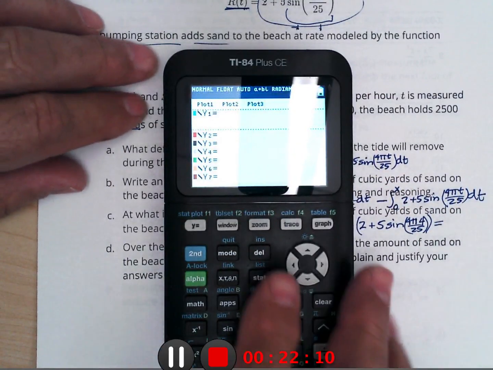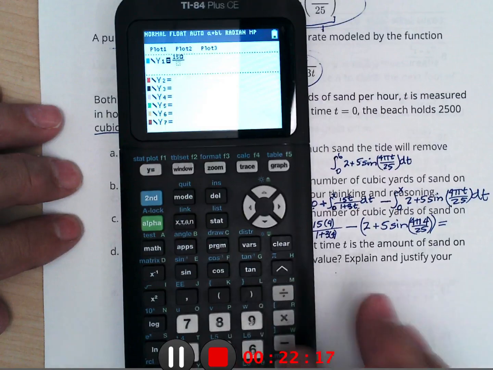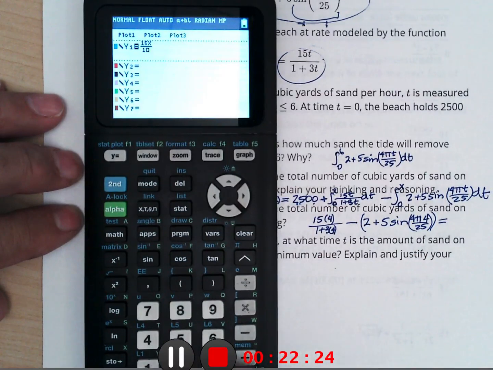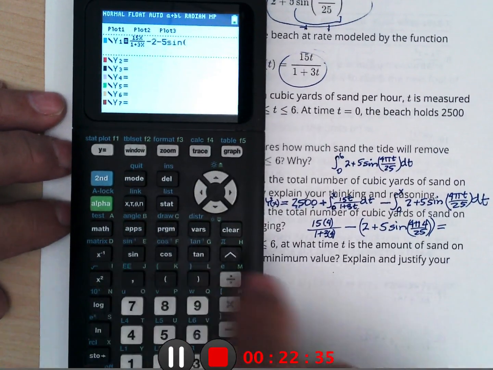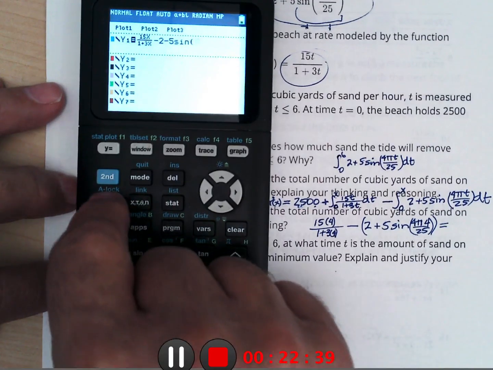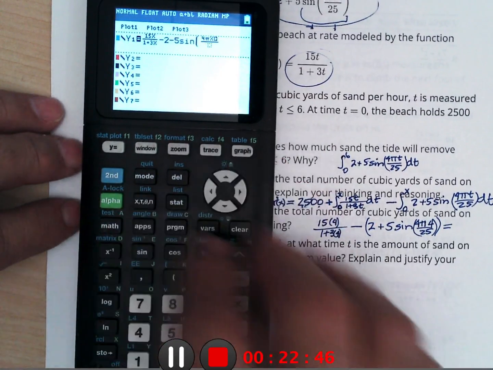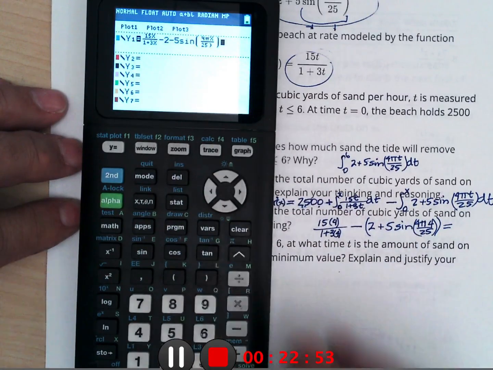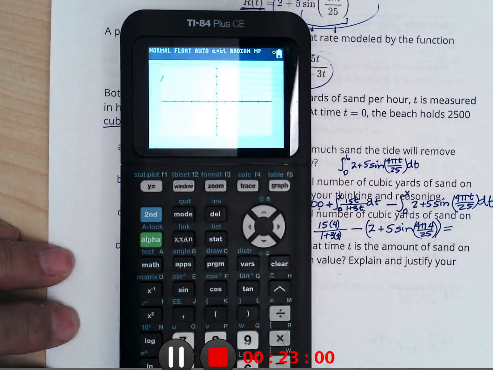So we'd have 15x divided by 1 plus 3x, minus, 2 minus 5 sine of 4 pi x over 25, close parenthesis, and this is 0 to 6, so let's zoom forward, we can see what's going on here. Yeah, it might be too close.